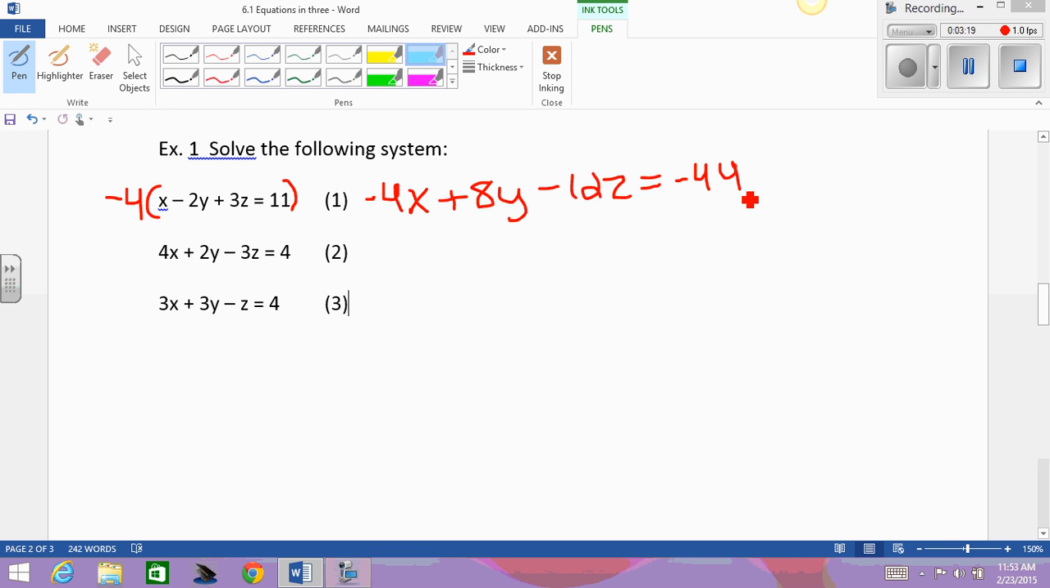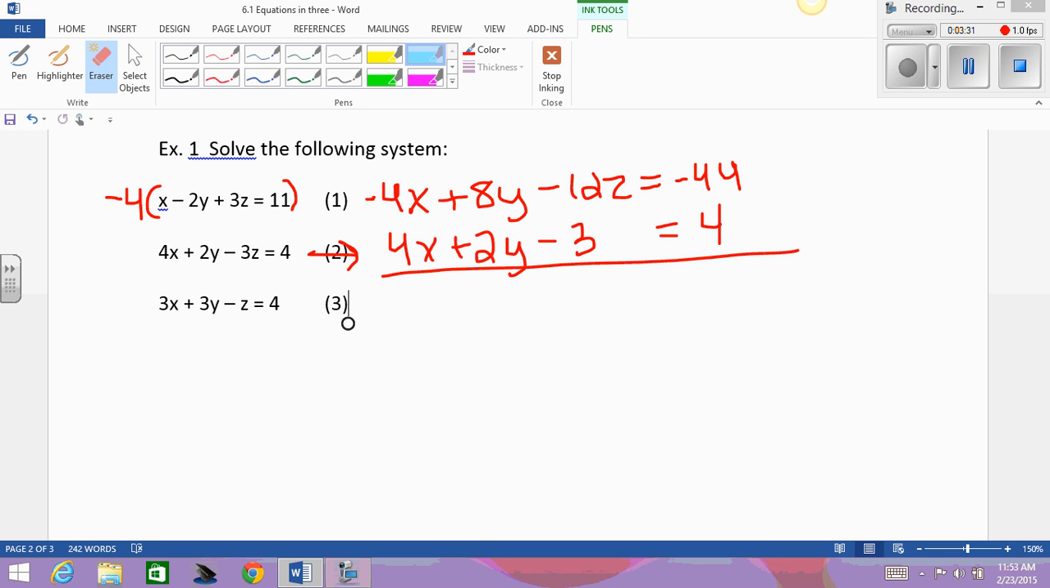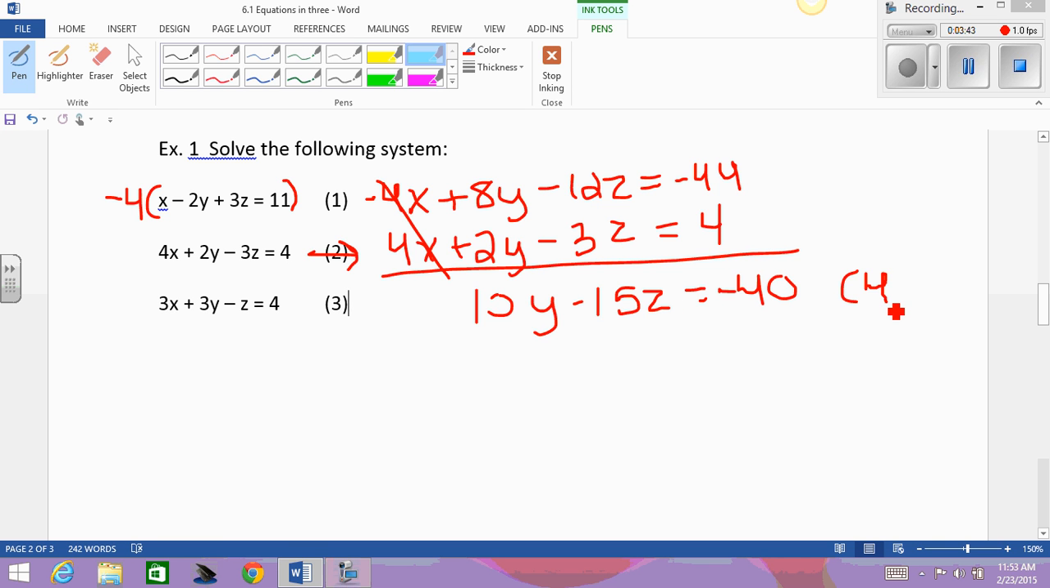Okay? So now what I'm going to do is I'm going to bring over that second equation, 4x plus 2y minus 3z equals 4. And I'm going to go ahead and do my elimination process. X's cancel. I get 10y minus 15z equals -40. And we're going to call this equation 4 because it is going to be used again. Okay, so we did that for the first equation to get the second equation's x's to cancel, right?